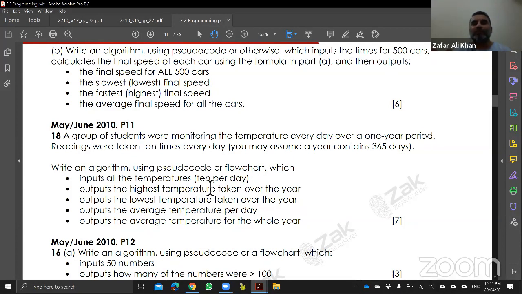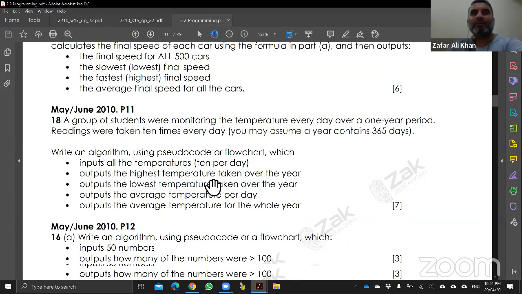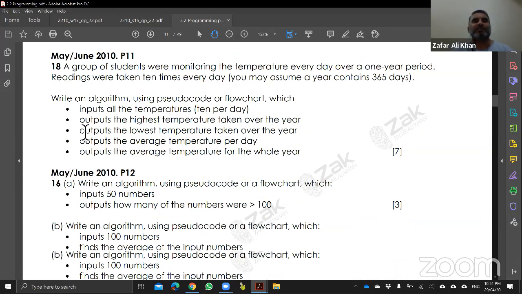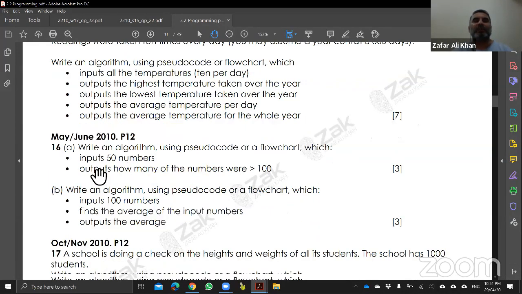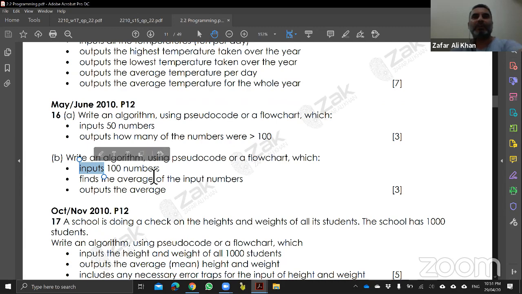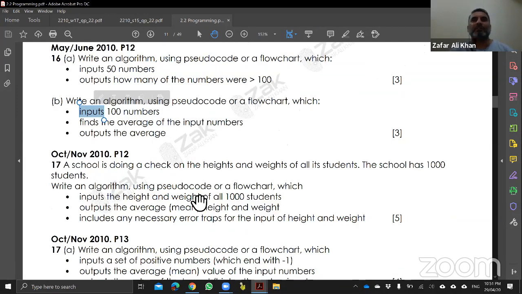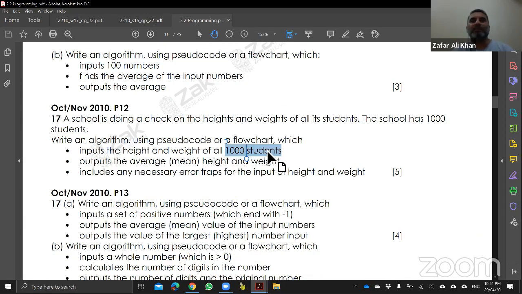If there are two numbers, it is nested for next, and if it is just one number, it is simple for next. And if there is no number at all, let's see how do we find out. Since this question says input 50 number, this is format 1. Input 100 number, this is format 1. But this question, yeah, it says 1000 student is format 1, but this question says nothing.